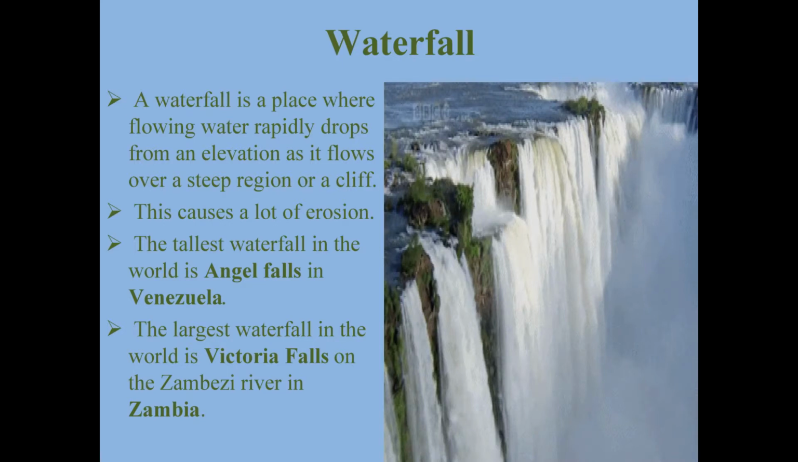Waterfall. A waterfall is a place where flowing water rapidly drops from an elevation as it flows over a steep region or a cliff. This causes a lot of erosion. The tallest waterfall in the world with a fall of 807 meters is located in Venezuela. This waterfall is known as Angel Falls.